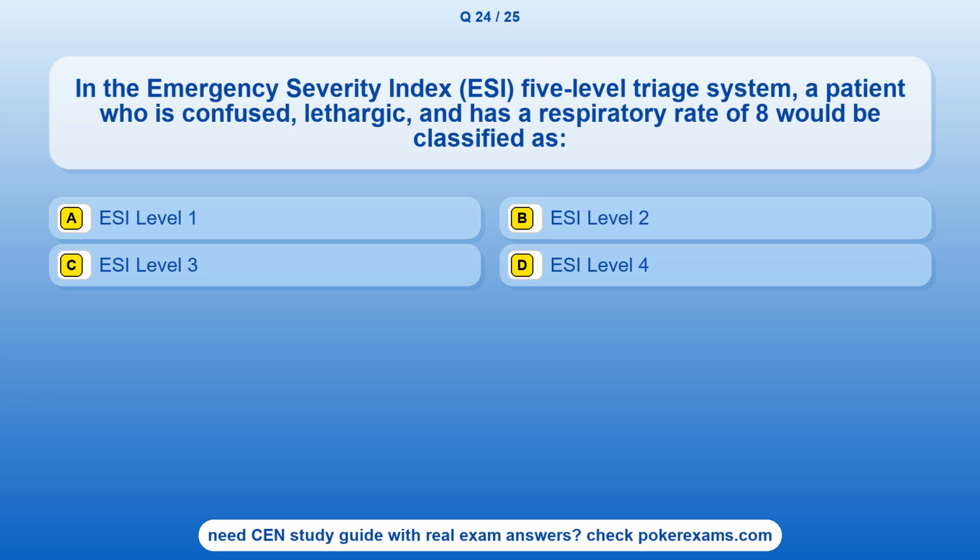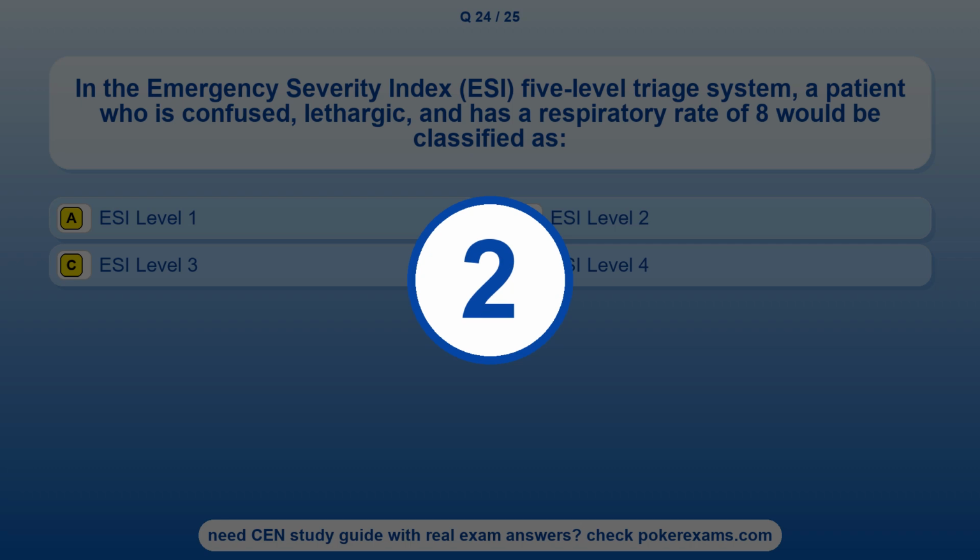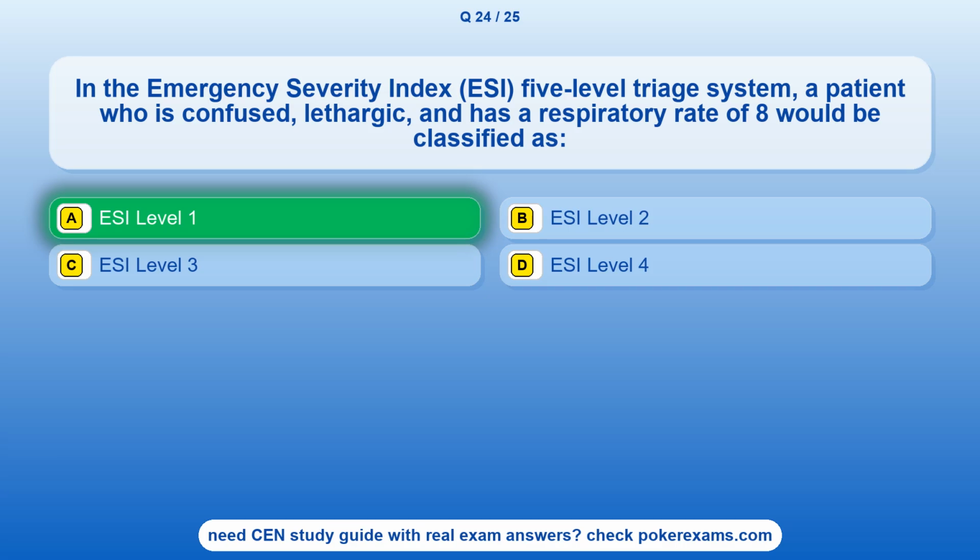Question 24. In the Emergency Severity Index (ESI) 5-level triage system, a patient who is confused, lethargic, and has a respiratory rate of 8 would be classified as Option A, ESI level 1. Option B, ESI level 2. Option C, ESI level 3. Option D, ESI level 4. The correct answer is option A, ESI level 1.